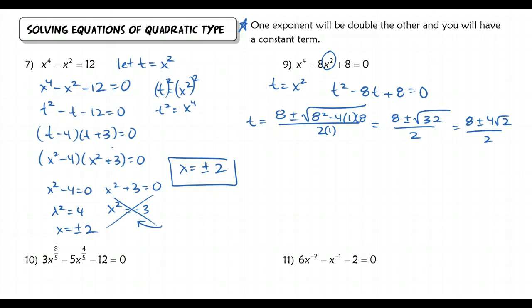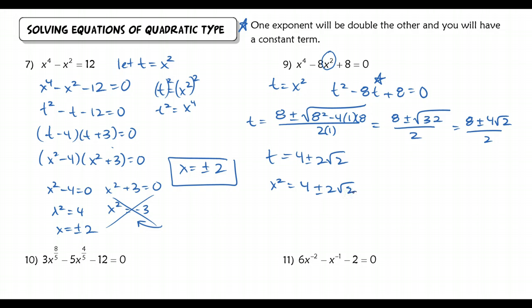Okay, so I actually just went ahead and I put this in the quadratic formula for this particular equation. Remember, we did substitute in a value. Here we let t equal x squared. So when I simplify this, I end up with 4 plus or minus 2 root 2. So that's what t equals. Now I want to substitute back in and let x squared equal 4 plus or minus 2 root 2.